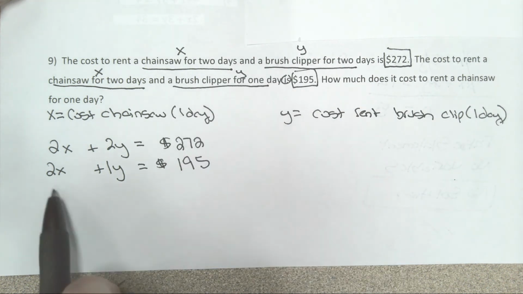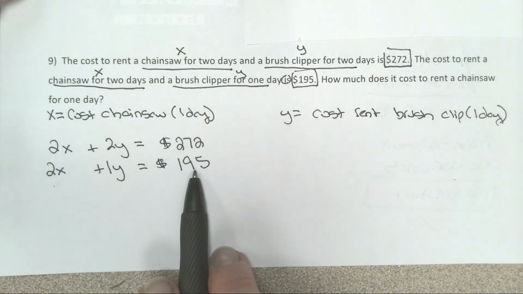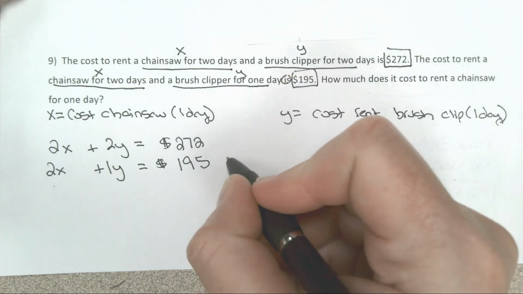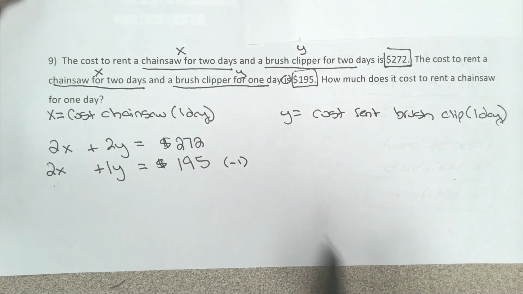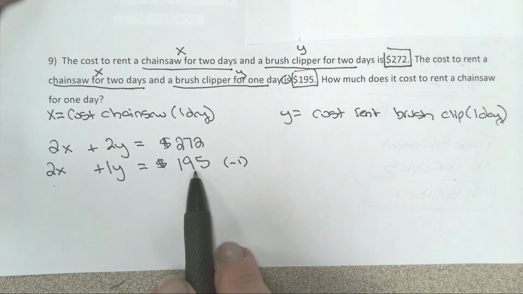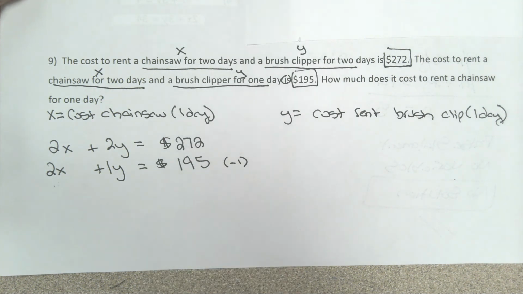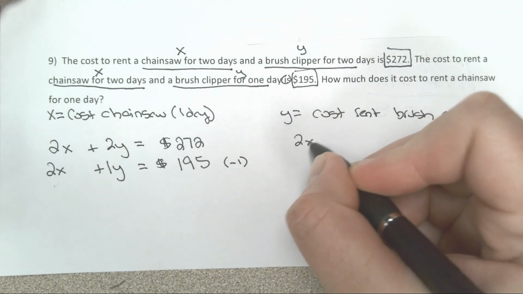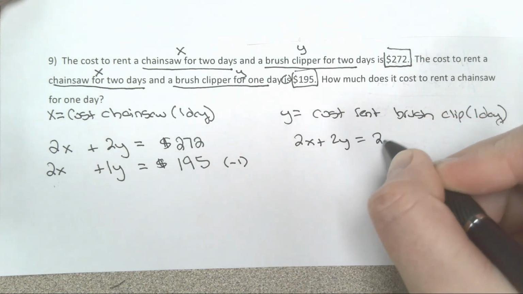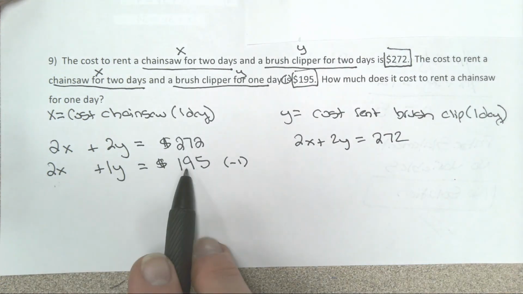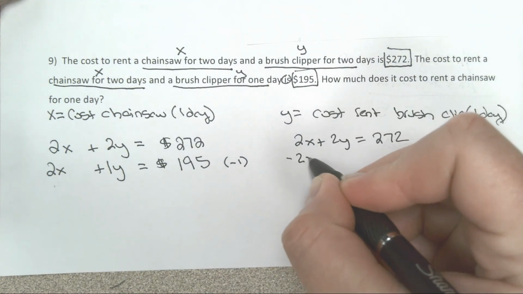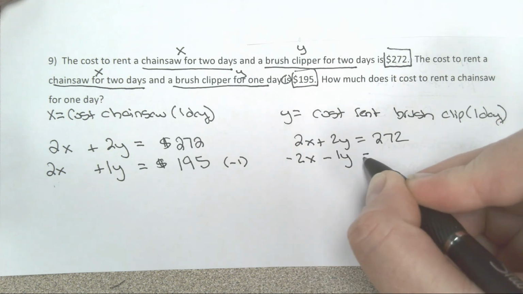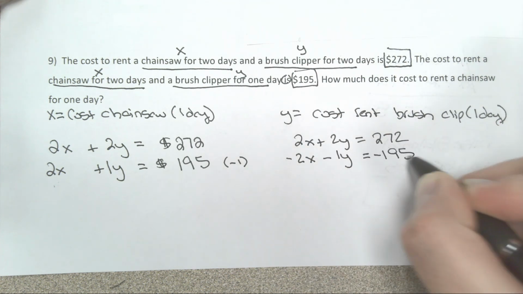So now you need opposites. I have the same here, so I just need to multiply one of them by -1. I'm going to be smart, and I'm going to multiply the bottom one by -1, because if you multiply the smaller number, then you don't have to turn around and divide. All right, so I'm going to rewrite the top equation. Distribute -1 to all three terms, so that's a -2x minus 1y equals -195.